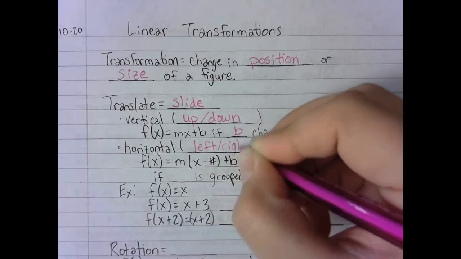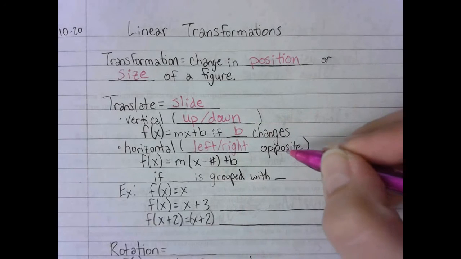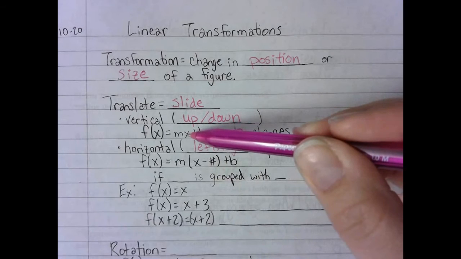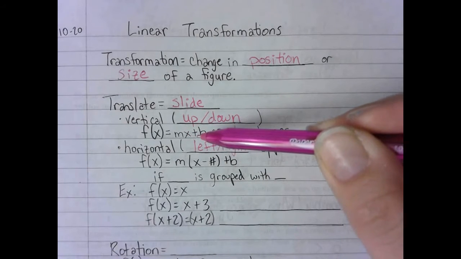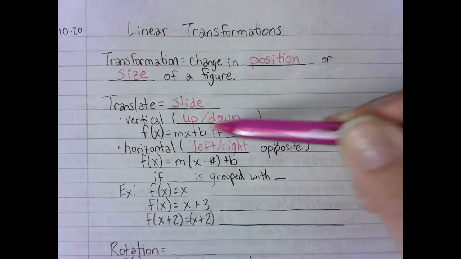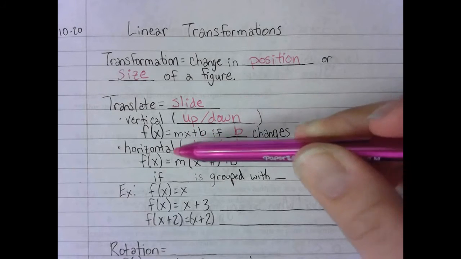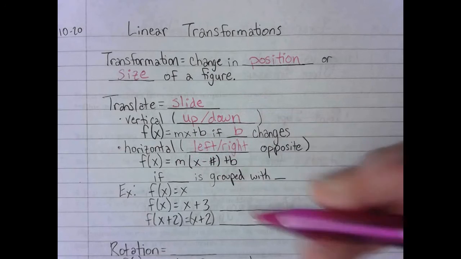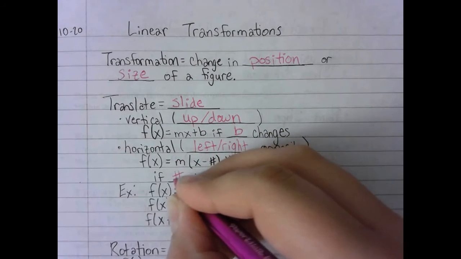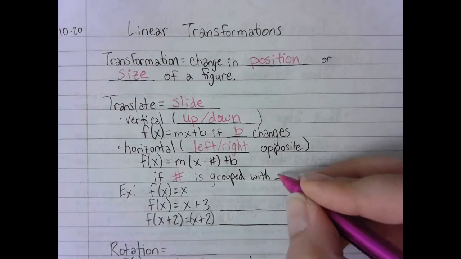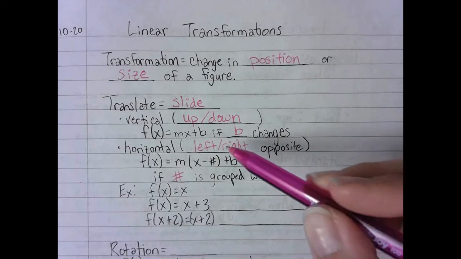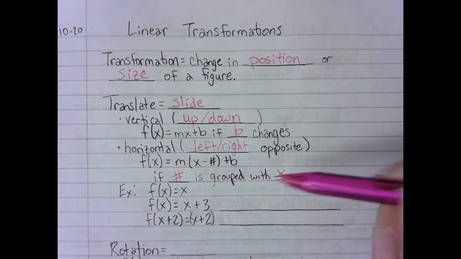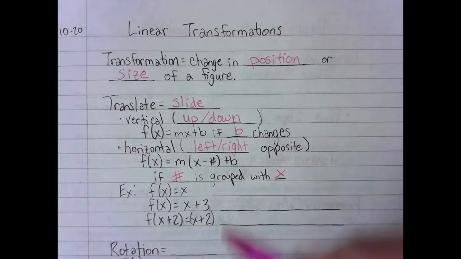But here's the important thing. It's going to do the opposite of what you expect. So for example, for the vertical ones, if I start off with just y equals x, and then I add 1, I'm going to go up 1. But here, it's got to be grouped with the x. So notice that number, for a horizontal slide, that number is grouped with x. If it's a negative number, it's going to go right. If it's a positive number, it's going to go left, which we'll see in our example right here.